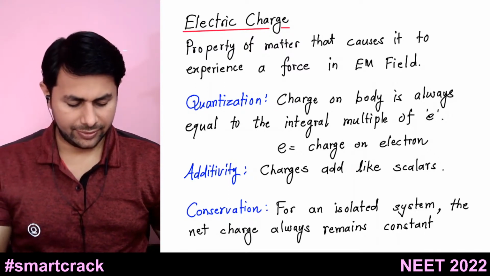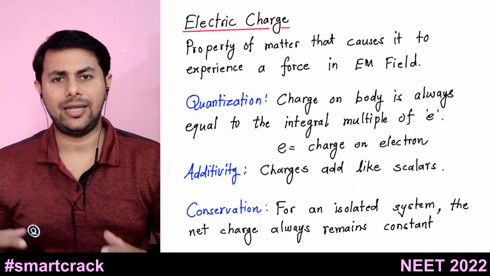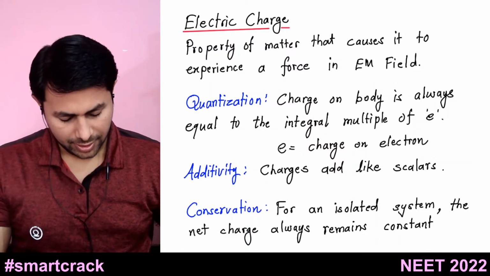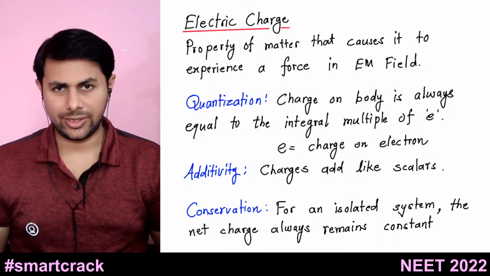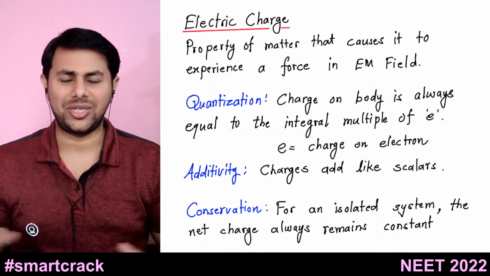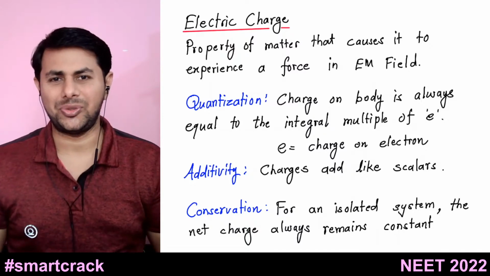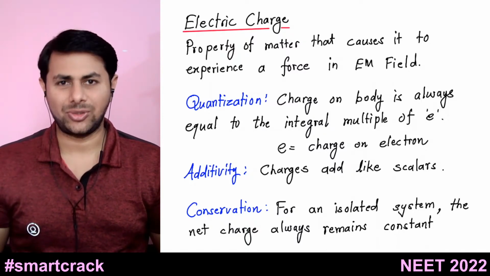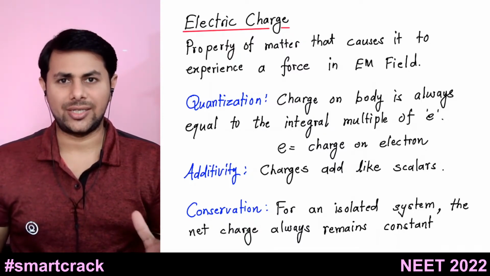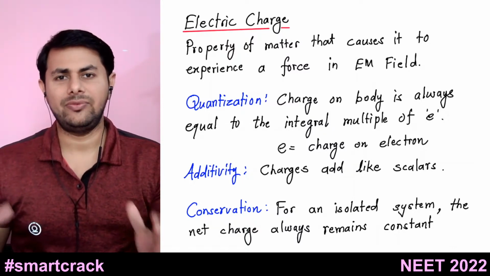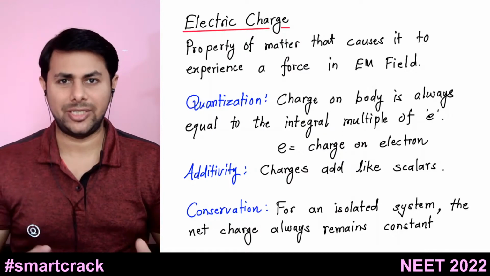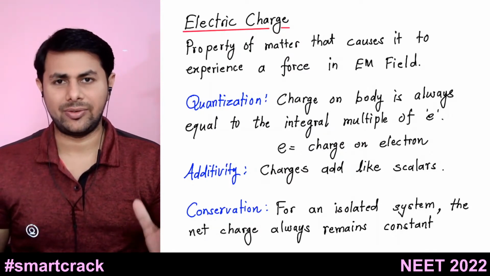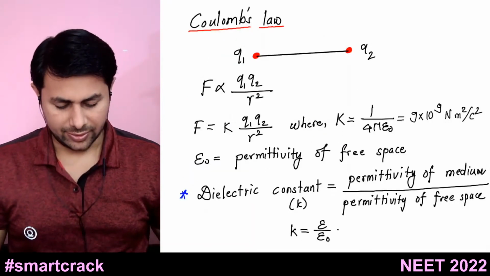Next is additivity. Charges add like scalars. After that, the next thing is conservation. If you consider any isolated system, even the universe as a whole, the total charge in any isolated system will always remain conserved. So charge cannot be created, and it cannot be destroyed. Total charge will remain conserved.